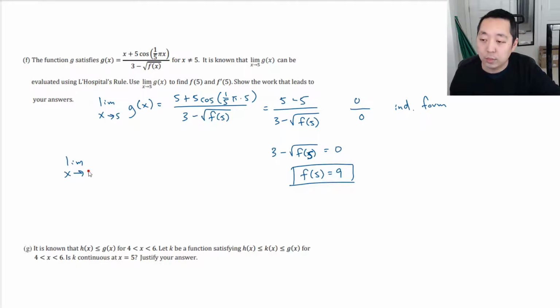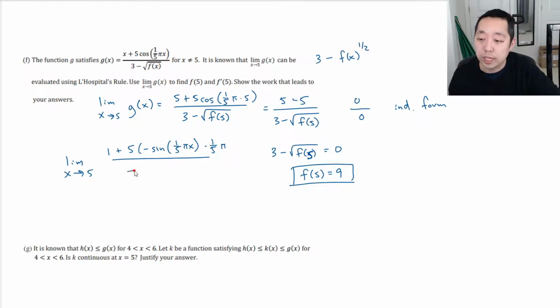So this is going to be the derivative of the top, which is 1 plus 5. The derivative of cosine is negative sine of 1/5 pi x, right? And then by chain rule, the derivative of the inside is 1/5 pi, divided by the derivative of this. Well, this is 3 minus f of x to the 1/2, right? And the derivative of 3 is 0.